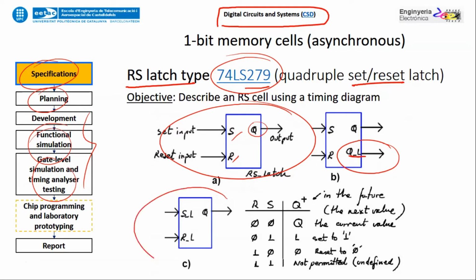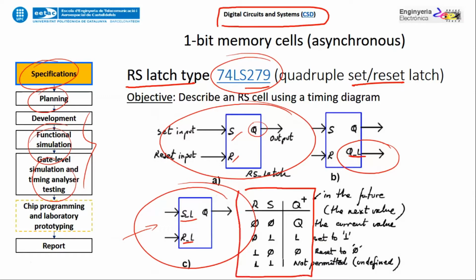And there is this one here where you see that it is the same functionality, but now set and reset are activated with a 0. So you have three conventional symbols, but the truth table is the same all the time. We're respecting the activating logic.